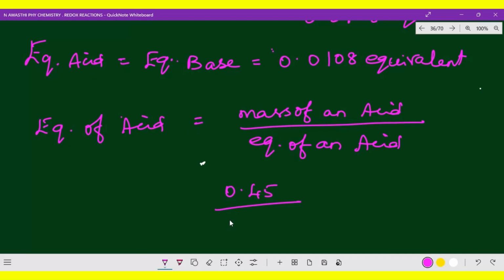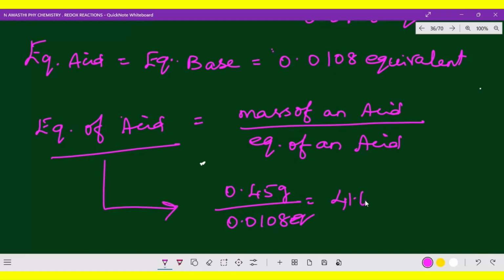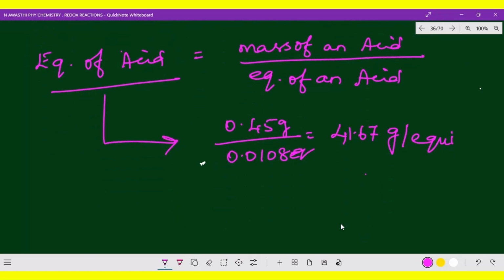So that means 0.0108 equivalent, right? This is a gram and this is equivalent. So what is the answer you will get when you calculate it? So equivalent of an acid, what is the answer you'll be getting here? 41.67 gram per equivalent. Right. Okay. Now, next point, what we are going to check is basicity.